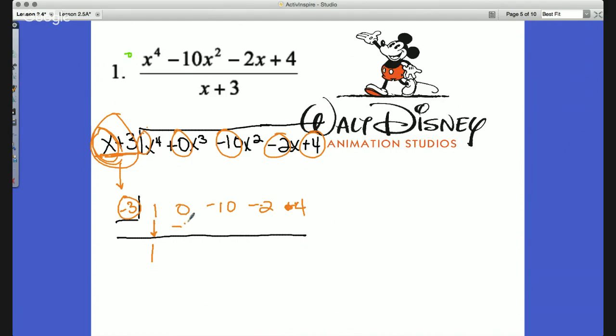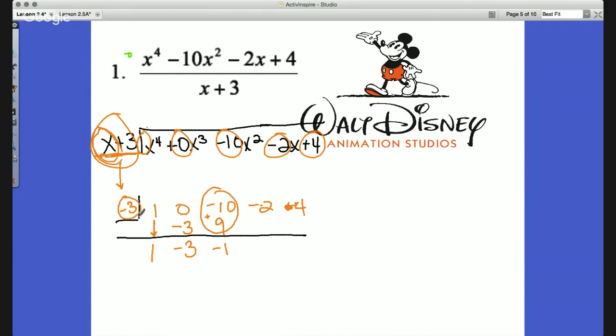1 times negative 3 is negative 3. I add 0 and negative 3 together to get negative 3. I then multiply. So negative 3 times negative 3 is positive 9. I add together here. So I multiply to get to the next value, but then I add here. Okay, negative 10 plus 9 is negative 1.